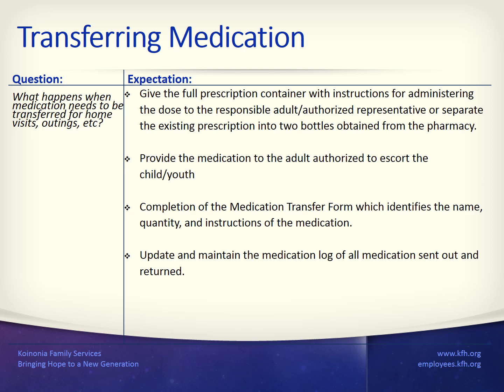Or the resource parent will have the pharmacy either fill a separate prescription or separate the existing prescription into 2 bottles. The resource parent will also ensure that the medication is given to the adult authorized to escort the child or youth, and the resource parent will have the adult entrusted with the medication sign a medication transfer form, which identifies the number and the type of medication that is to be sent out and to be returned. Upon return, the resource parent must update and maintain the medication log of all medications that were sent out and returned with the child or youth.